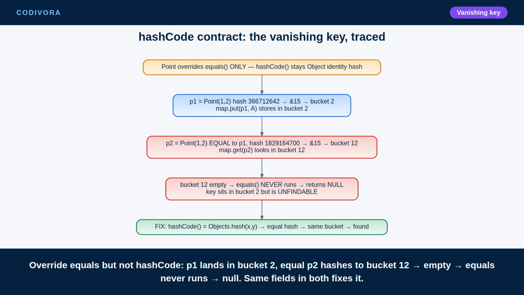We put P1, whose hash lands in bucket 2. We look up P2, which is equal to P1, but its identity hash points at bucket 12. Bucket 12 is empty, so equals is never even called, and get returns null. The key is physically in bucket 2, but unfindable. The fix is one line. hashCode returns Objects.hash of the same fields equals uses. Now both hash to the same bucket, equals confirms, and the value is found.